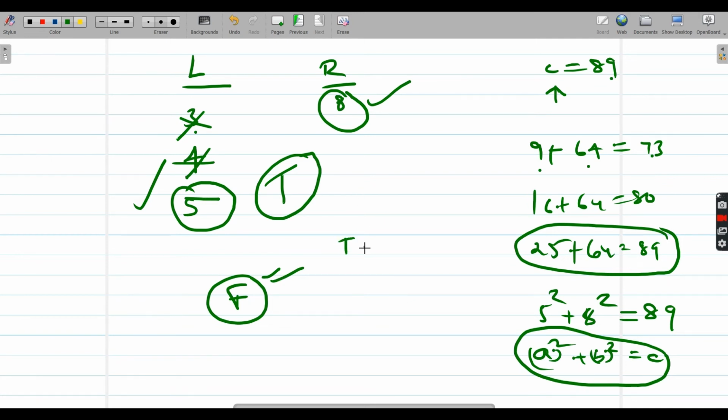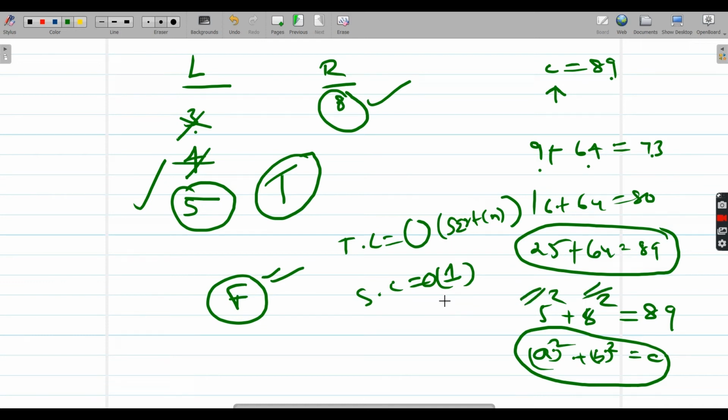Let's try to understand time and space complexity. The time complexity is going to be big O of square root of n, right? Because you are going to traverse till square root of n, where n is nothing but c. The space complexity is going to be big O of 1, because we are not taking any additional data structure to store each and every result. We are just going to take a constant variable to hold the sum of these two. Then it is going to be big O of 1. I hope you found it helpful.